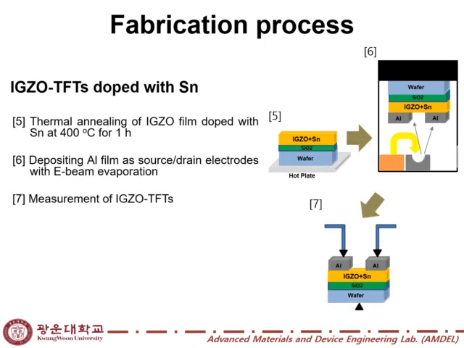And heat treatment is performed at 400 Celsius degrees for an hour to form a metal oxide bond in the thin film. And with the e-beam evaporator, an aluminum thin film to be used as a source and drain electrode is deposited. Finally, measure the properties of the thin film.